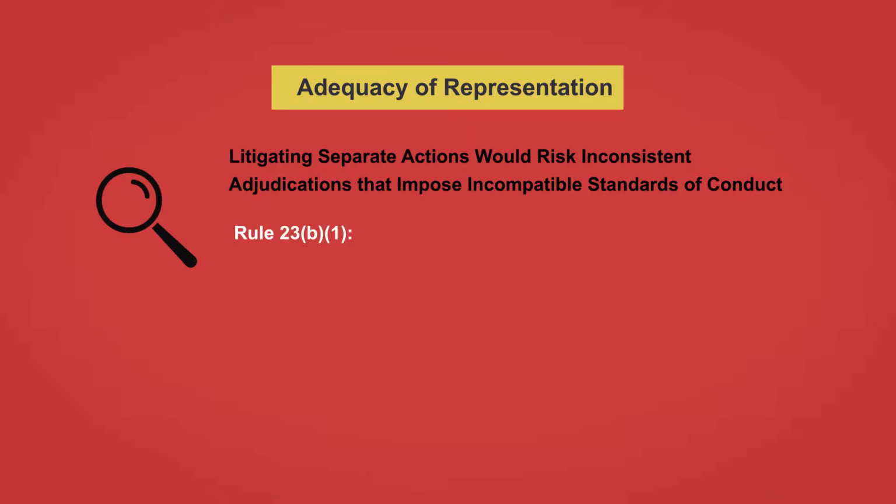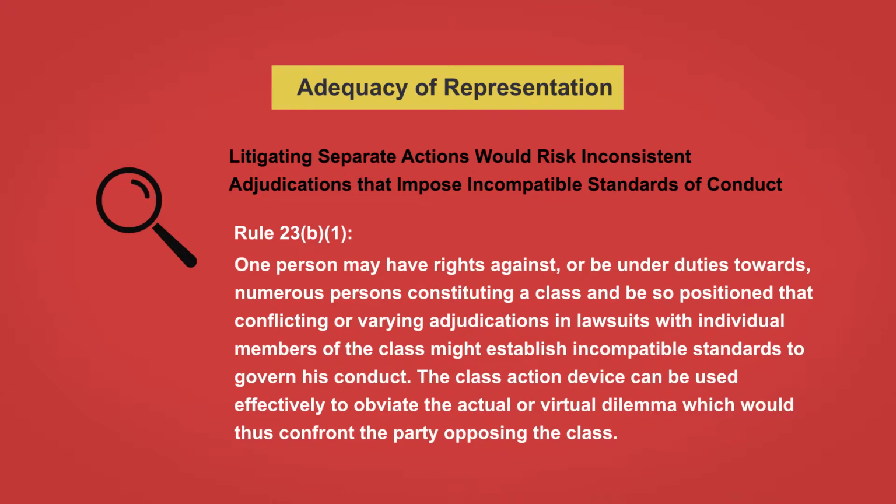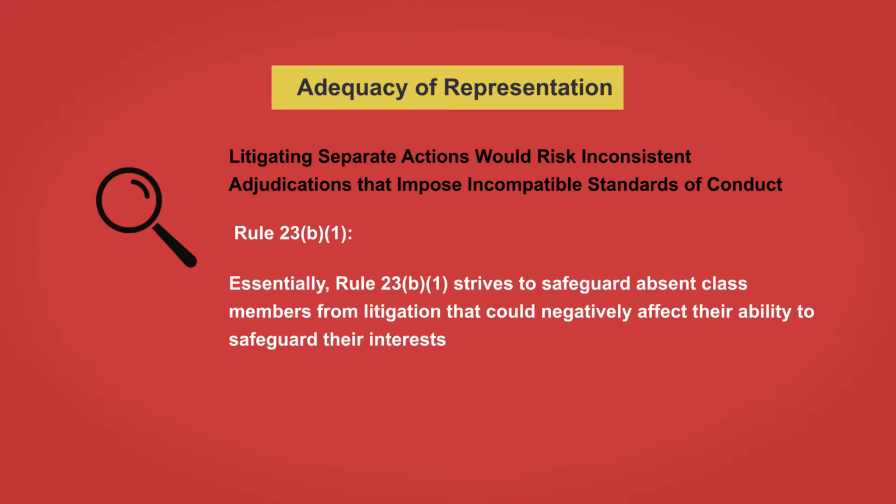When construing Rule 23(b)(1), an individual should consult the advisory committee's notes, which explain as follows. One person may have rights against or be under duties towards numerous persons constituting a class, and be so positioned that conflicting or varying adjudications in lawsuits with individual members of the class might establish incompatible standards to govern his conduct. The class action device can be used effectively to obviate the actual or virtual dilemma which would thus confront the party opposing the class. Essentially, Rule 23(b)(1) strives to safeguard absent class members from litigation that could negatively affect their ability to safeguard their interests.